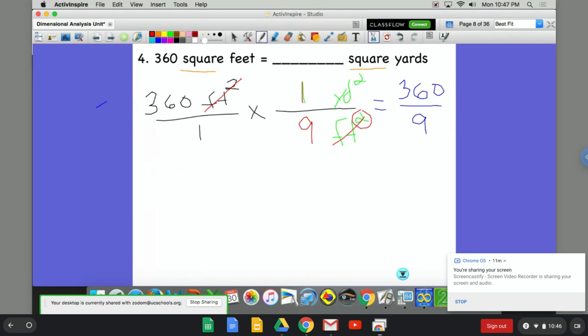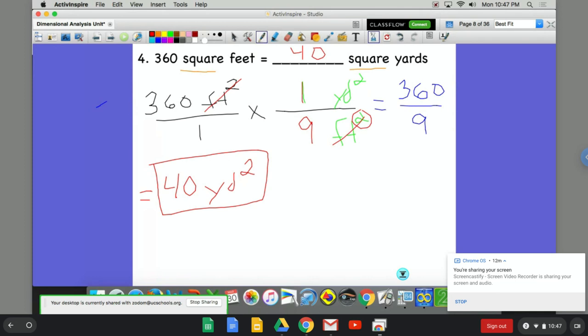360 over 9, if you were to go to your calculator, or you could also know that it's really just 36 divided by 9, which is 4. And then just add that 0 onto the end. But either way, you're going to get 40 yards squared, or 40 square yards. And so that's how you do that one.